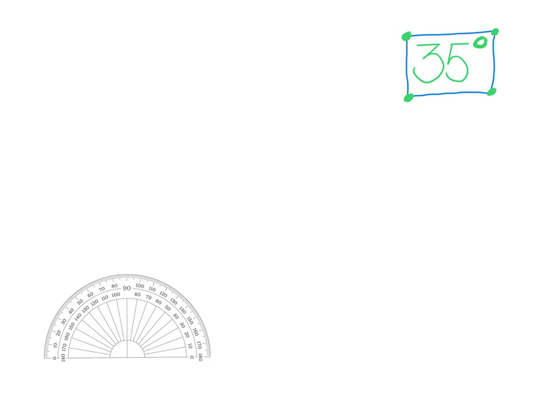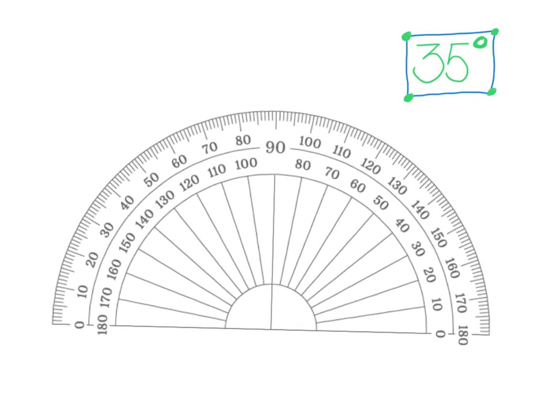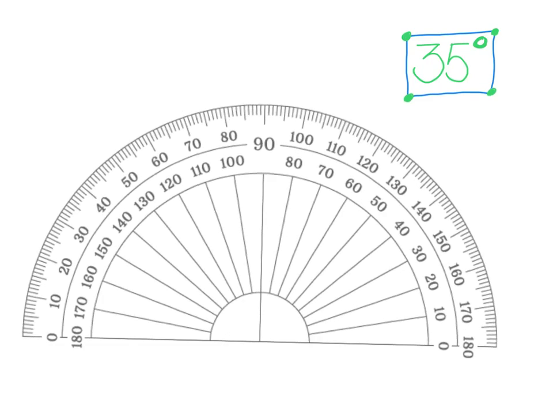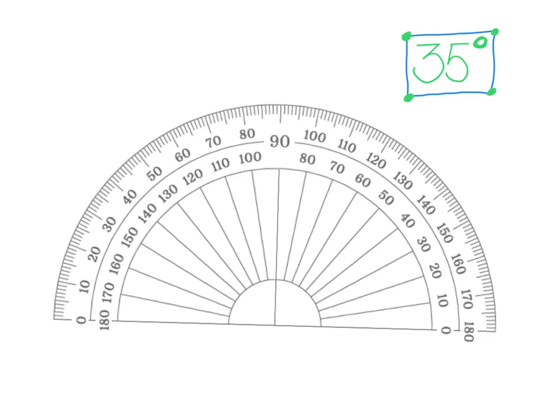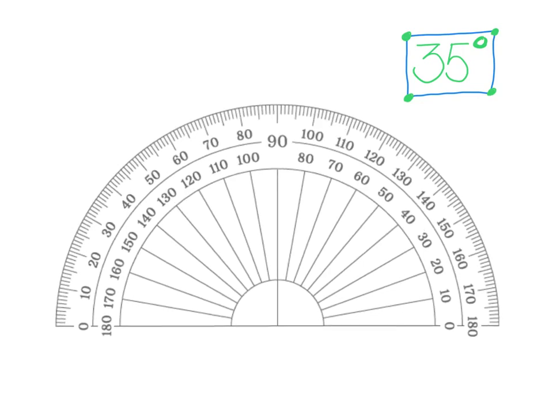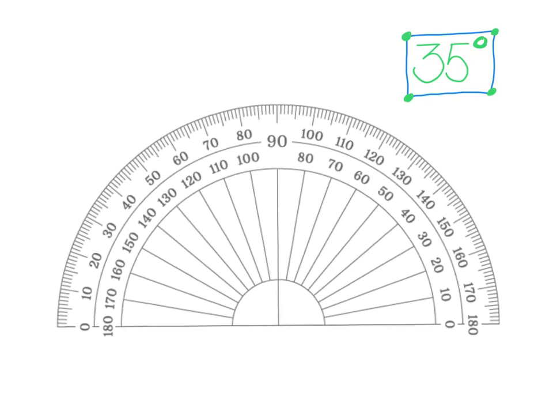Next one, 35. We know it's an acute angle because it's less than 90 degrees. Let's pull out our protractor. And since we're dealing with an acute angle, we're going to be looking for those acute measurements. And this time I'm going to make my vertex. You know what? This protractor is not perfectly aligned. There we go. I'm going to make my vertex.